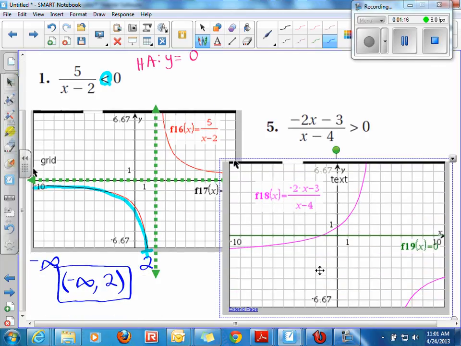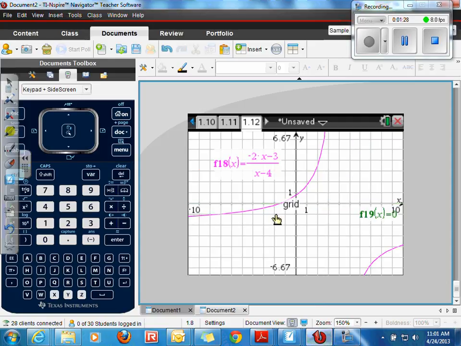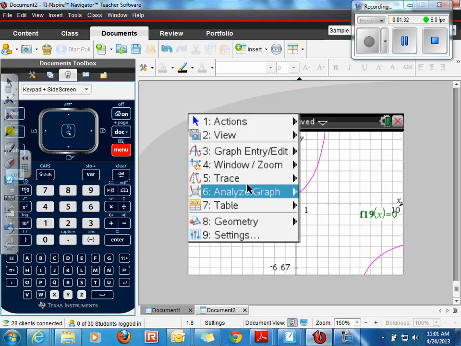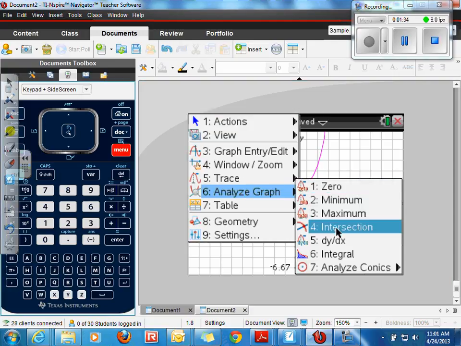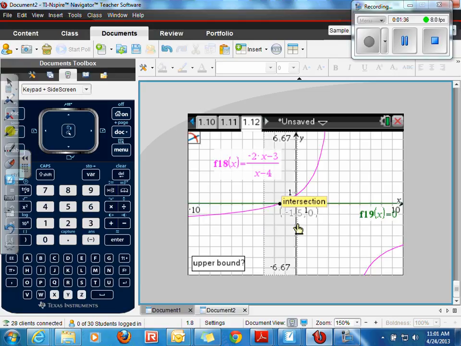First we need to know about our asymptotes to help us answer this question. We also need to know where they're intersecting, so I'm going to go back on my calculator and I need to know when are these going to intersect. That's going to be critical for my answer. So menu, analyze intersection, and it's right here is where it's intersecting.